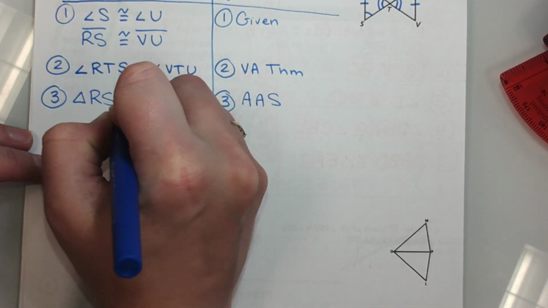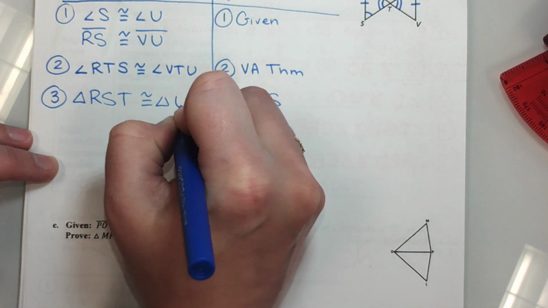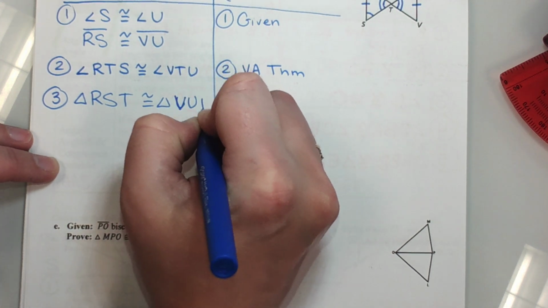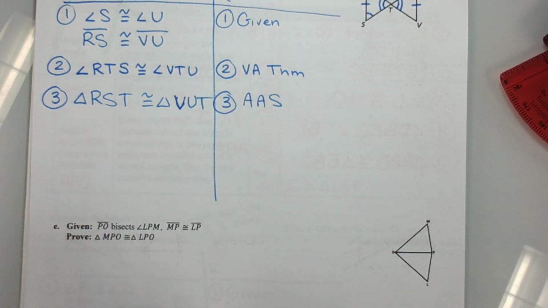Triangle RST is congruent to triangle VUT. Okay.